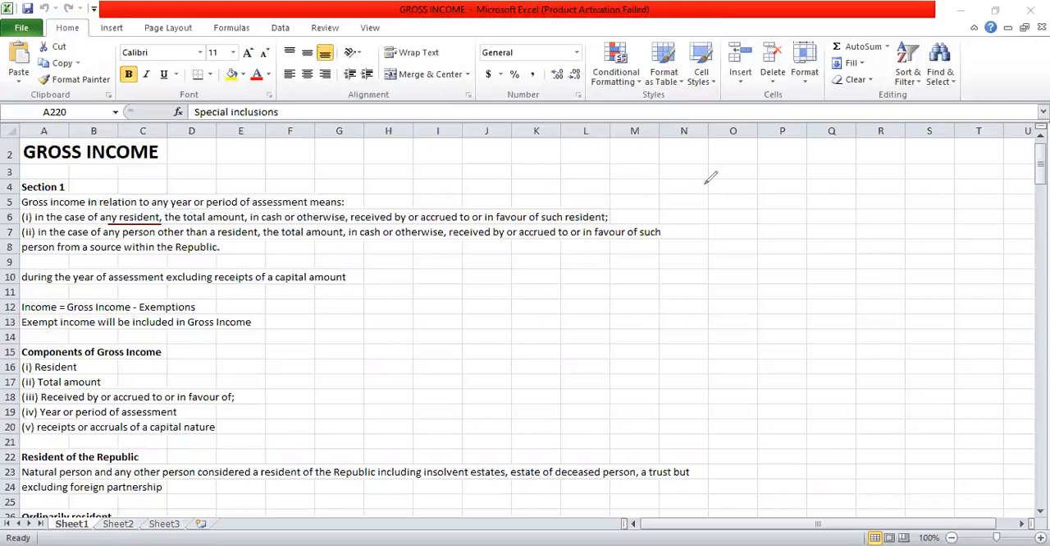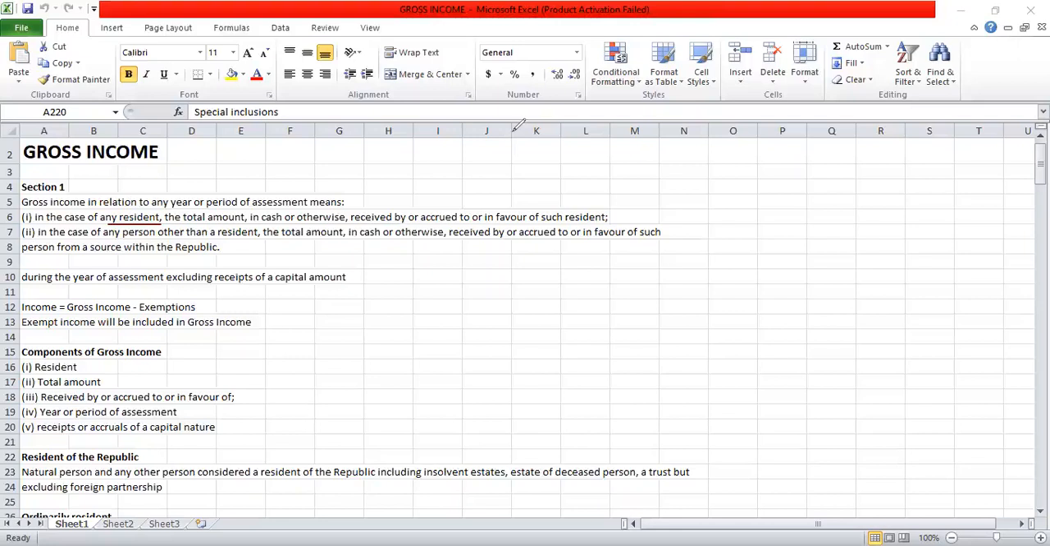Except, of course, we have situations whereby there is a relief that governments agree on, in terms of what we call a double taxation agreement. So if South Africa has a double taxation agreement with another country, for example Lesotho, what will happen is that whatever amount you receive in South Africa will be taxed in South Africa. Then if you receive income in Lesotho, that income will only be taxed in Lesotho. That's how the double taxation agreement works.